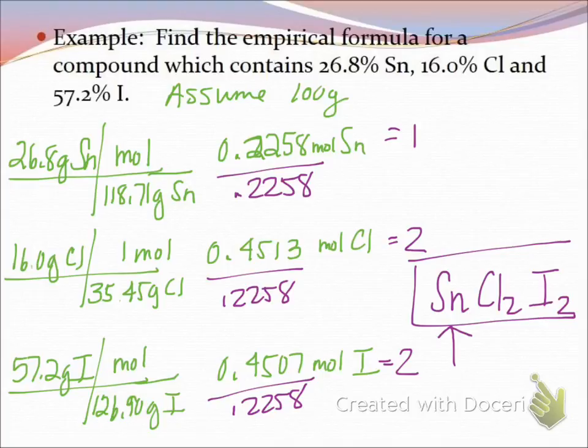If you were to name this in 3 parts, would you just say tin(IV) chloride iodide? Honestly, someone made this problem up. That doesn't really exist very well. Yeah, I don't think it. It might.